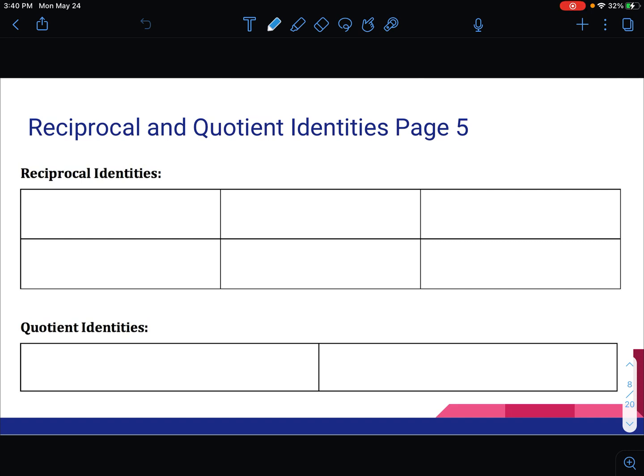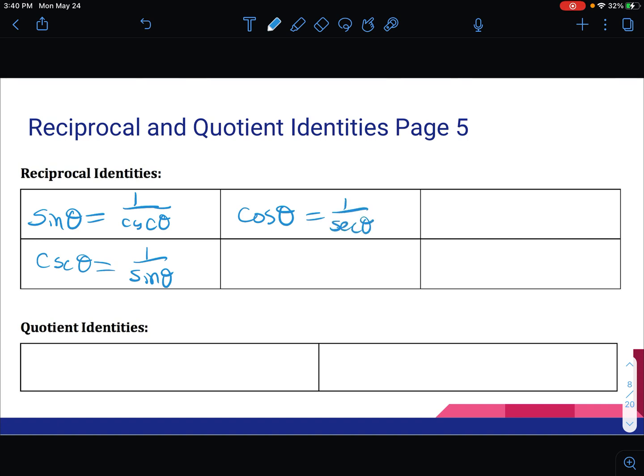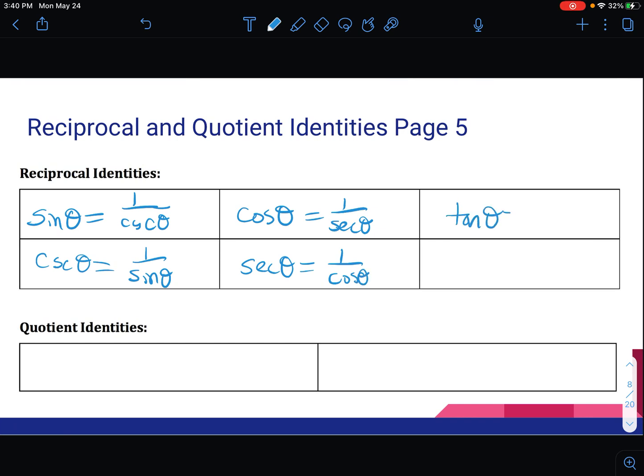So we have reciprocal identities, and we have sine of theta is the same as 1 over cosecant theta. We also have cosecant theta is the same as 1 over sine theta. Those are reciprocals. Cosine theta is 1 over secant theta. Secant theta is 1 over cosine theta. And the last set here is tangent theta is the same as 1 over cotangent theta. Cotangent theta is the same as 1 over tangent theta. All right, those are called reciprocal identities.